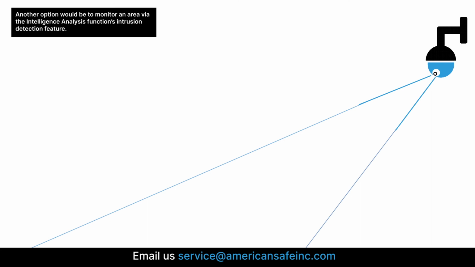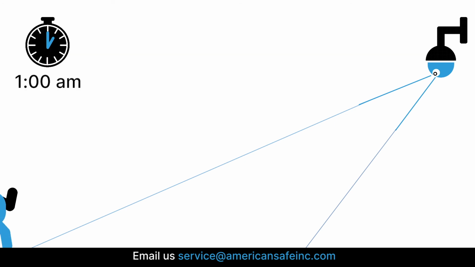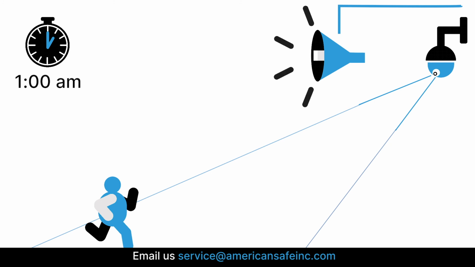Another option would be to monitor an area via the intelligence analysis function's intrusion detection feature. Once someone is detected in that area during the scheduled time, it can activate the alarm out relay, which is tied into a local siren, and set it off.